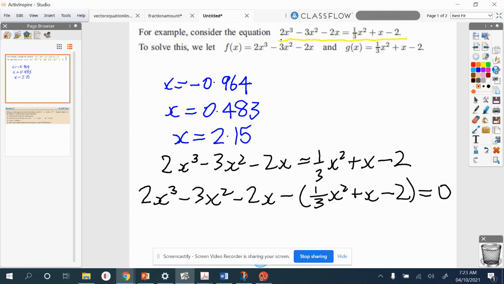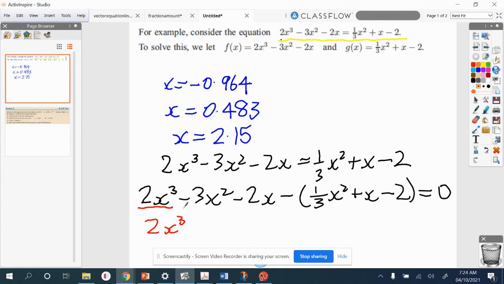And then you're collecting like terms. So I've got, let's do red first. So I've only got, the only x cubes I've got are 2x cubes. So I'm not minusing any others, so I don't need to worry about that.